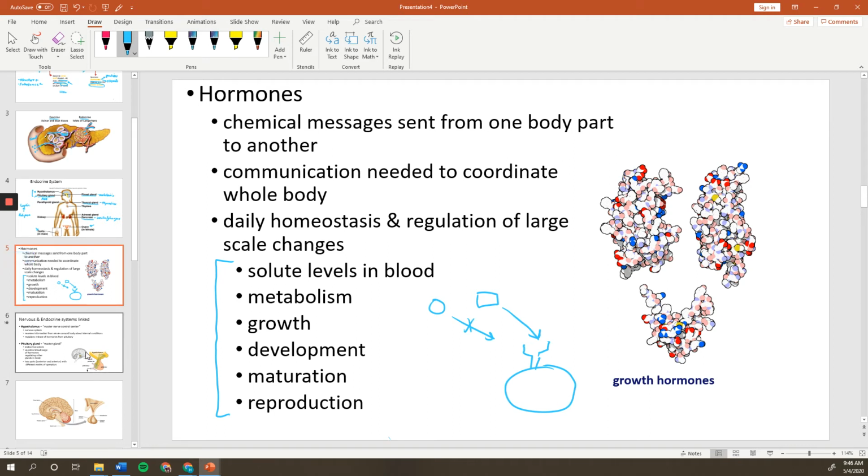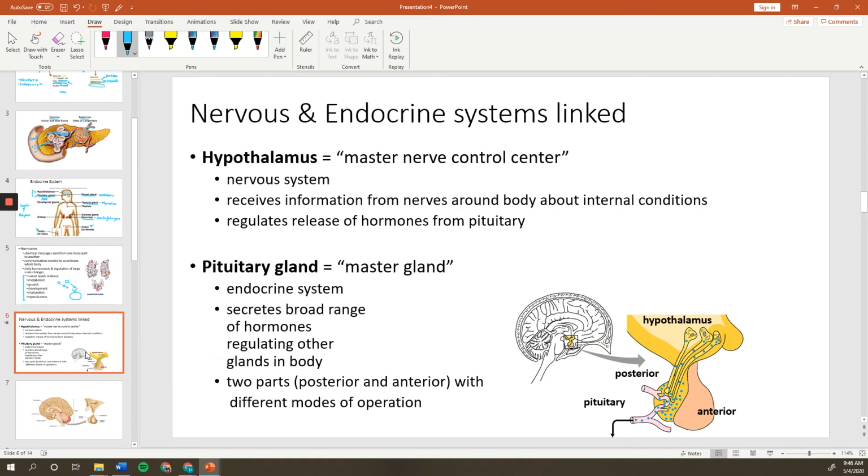Cool. Let's move on. I just want to talk real quick about the connection between the hypothalamus and the pituitary gland, because these are connecting two different systems. The hypothalamus is the master nerve control center. It receives information from your body about your internal conditions, and when it receives certain information, it relays that to the pituitary, which secretes some sort of hormone to another gland in your body to take control. Here it says it secretes a broad range of hormones regulating other glands in the body.